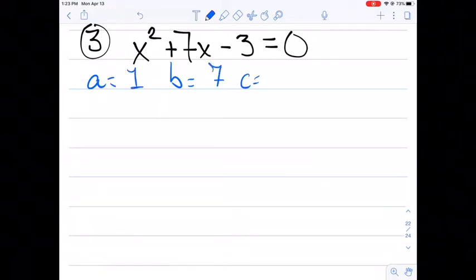Okay, so A equals 1, B equals 7, and C equals negative 3. Now I'm going to pause again and let you solve the problem using the quadratic formula, and then I'll catch up with you after you plug your numbers in and you've gotten what you think are your final answers. So I'm going to pause again.